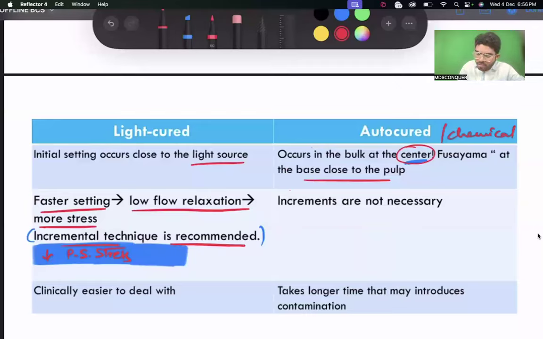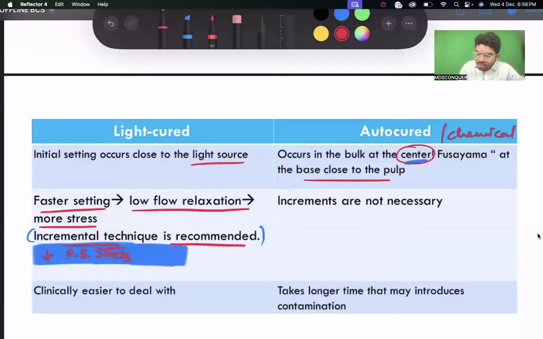This diagram-based question was again given in INICET. So as a revision part, I have kept it. You can see it's very easy to identify these incremental layering techniques. Vertical layering is the vertical technique. You can see vertical layers. Horizontal is horizontal layers. And this is the cusp-like layering technique, so that is called the cuspal layering technique. And this is the oblique layering technique.